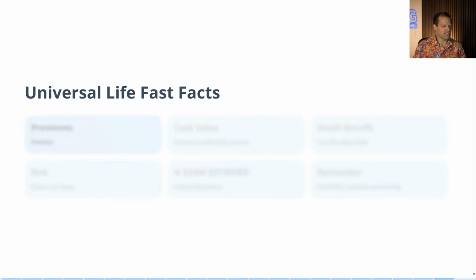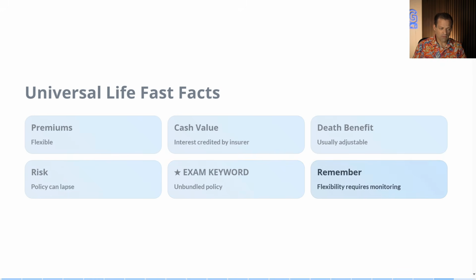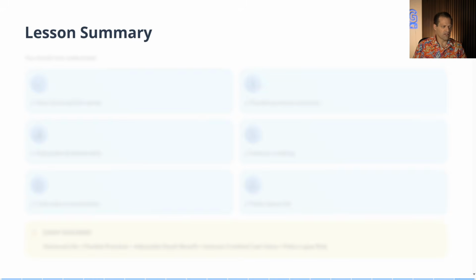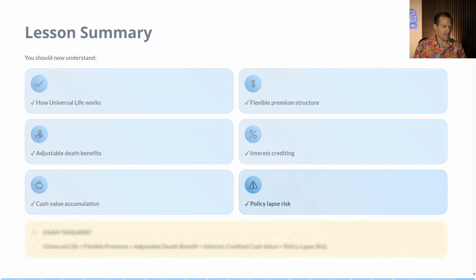So again, fast facts here, wrapping this up. Premiums are flexible with universal life. Cash values have interest credited by the insurer. The death benefit is usually adjustable. The risk is that the policy can lapse because of all of these little variables you've got to monitor. The keyword on the exam is unbundled policy. And remember, flexibility requires monitoring. So that's the summary today. We've learned all of this stuff. And remember to download the slides at lifehealthexamcoach.com for free.